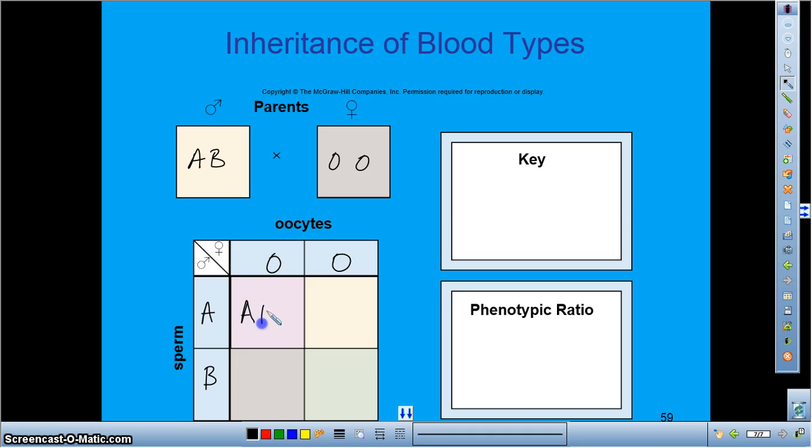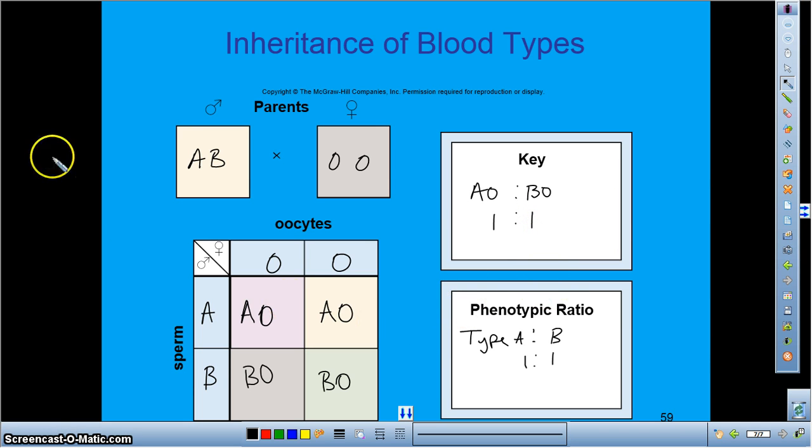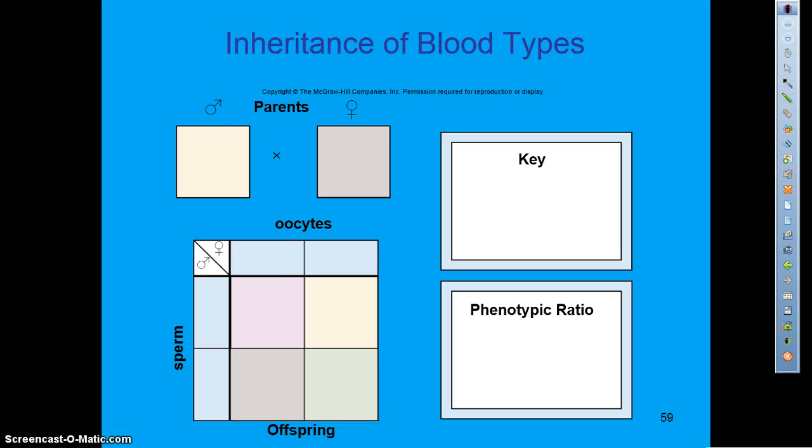So what are the possibilities for their offspring? We have AO, BO, AO, or BO. So in this instance, the phenotypic ratio would be type A to type B, and it would be a 1-to-1 ratio. The possible genotypes would be either AO or BO in this case, and that's a 1-to-1 ratio. So that's just an example of how we would look at a Punnett square using blood type.